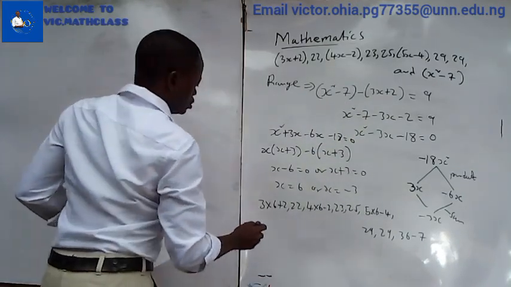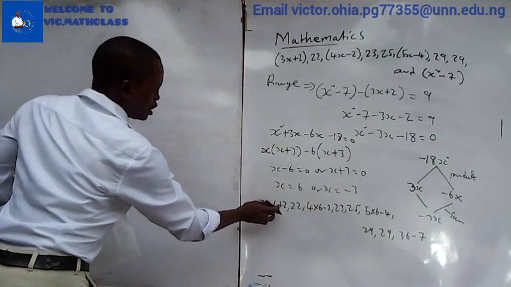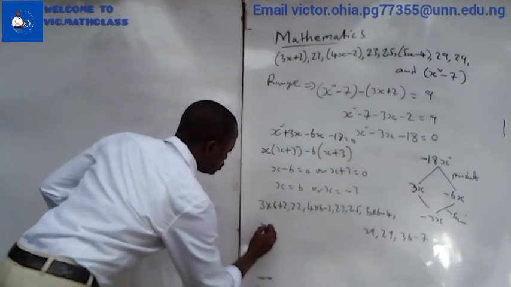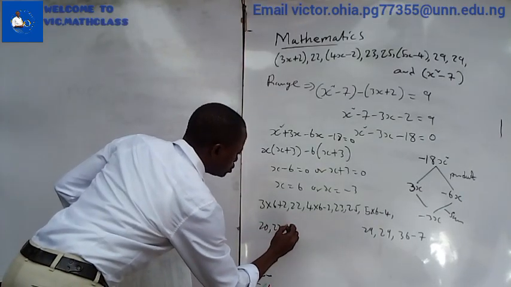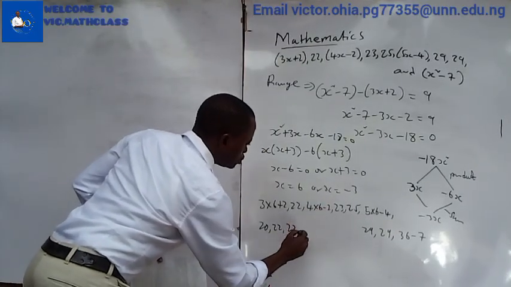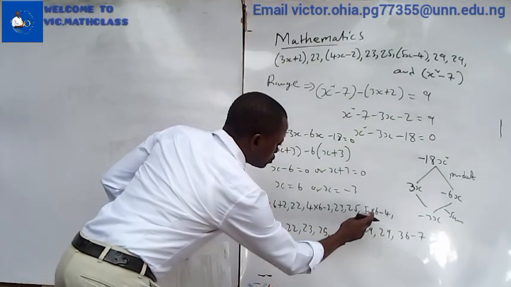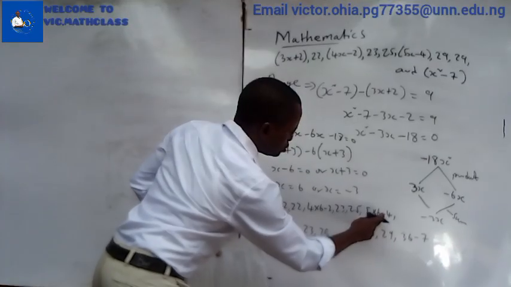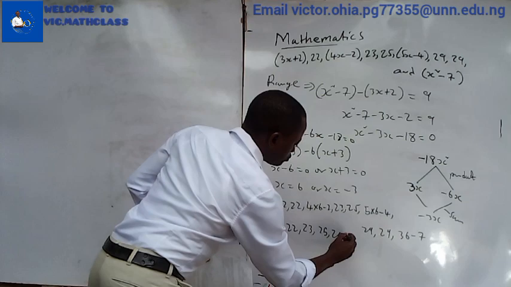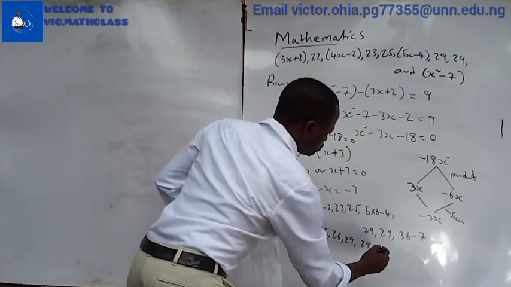So let me see what I've got here. I have 3 times 6 is 18 plus 2, 20. So the first one is 20, comma, followed by 22, comma, 24 minus 2 is 22 again. Then 23, then 25, then 5 times 6 is 30 minus 4 will give me 26, 29, comma, 29, comma, then 36 minus 7 is also 29.